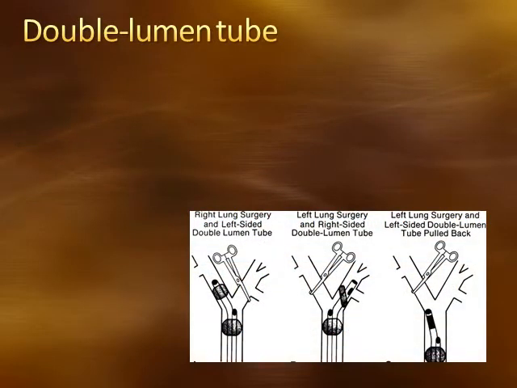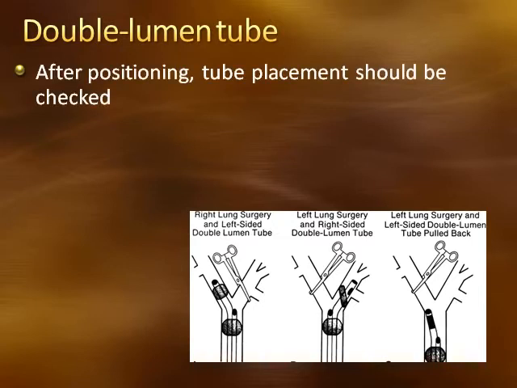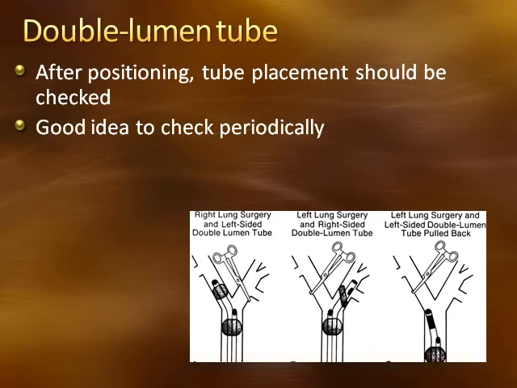After placement, the patient is typically positioned laterally on the operating room table. After positioning, the tube should be checked again to validate that it has not moved. It is usually a good idea for the anesthetist to check the position periodically throughout the surgery.